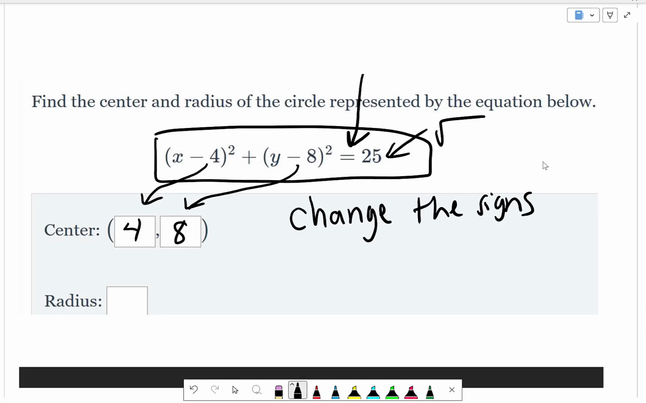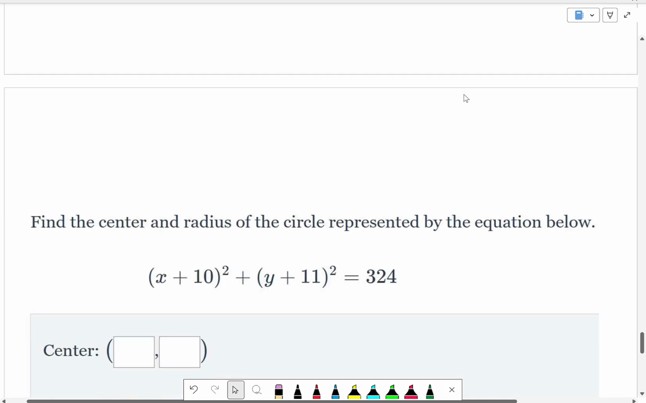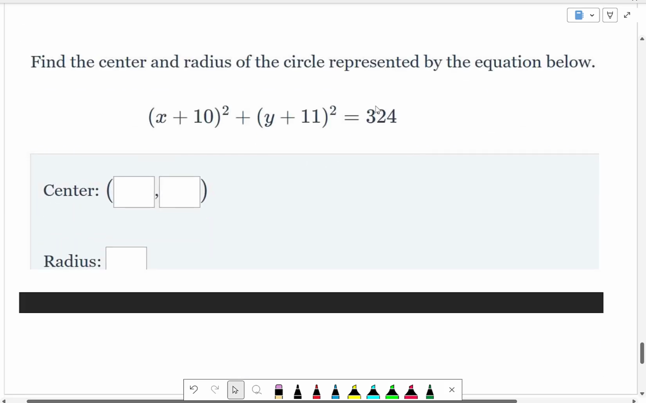So for the radius, we have to do the square root of 25. The square root of 25 equals 5 because 5 times 5 equals 25. And that's it. That's your final answer. So now take about 2 minutes and complete this problem and then check your answer.